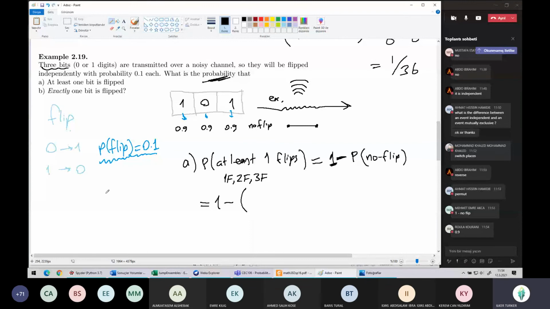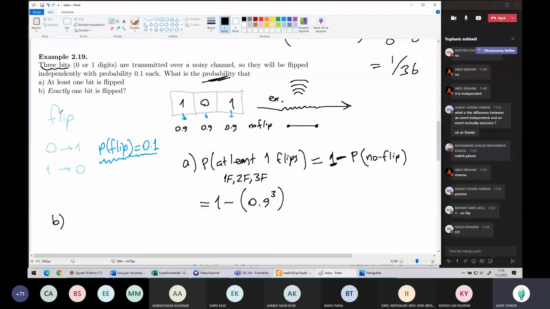So probability of no flip for 3 digits is 0.9 power 3. And this is part A.